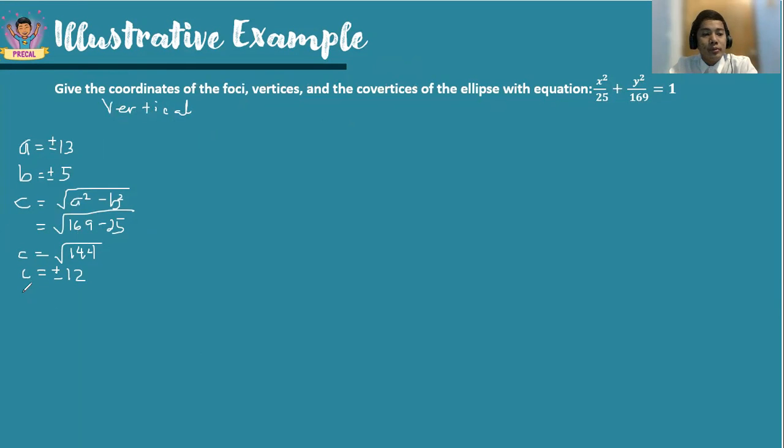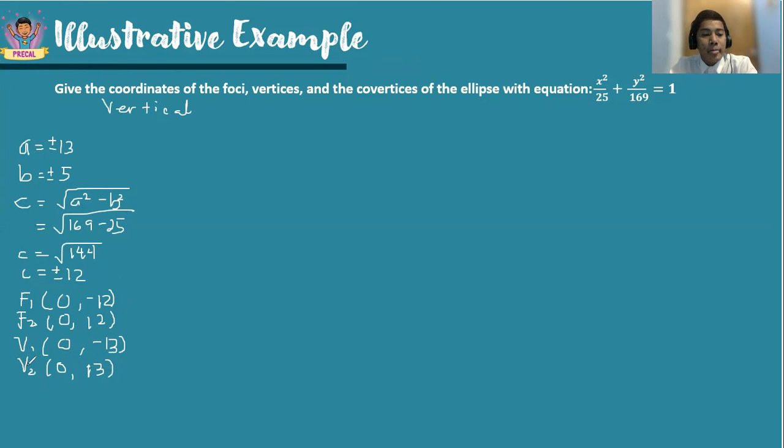So to form f sub 1 and f sub 2, the x coordinates must be 0. So you get the c value, negative 12. Get the negative first, then 0, 12. For the vertices, v sub 1 and v sub 2, again, they are collinear with each other, so they will share the same format. So we will have 0, negative 13. Can you follow? And 0, 13.